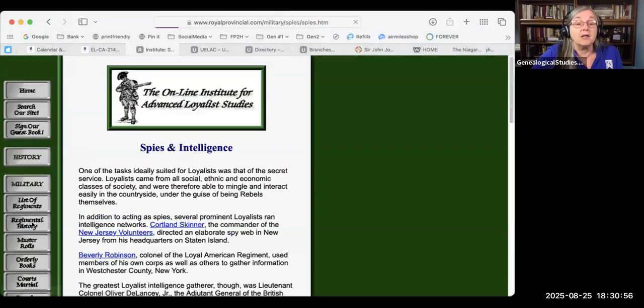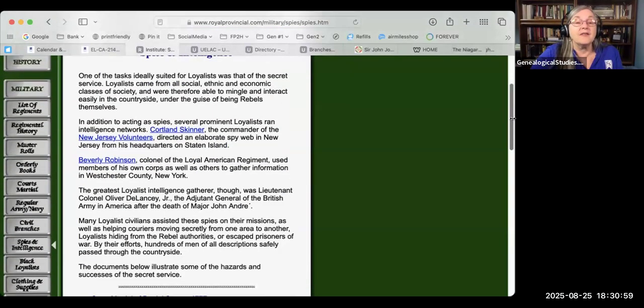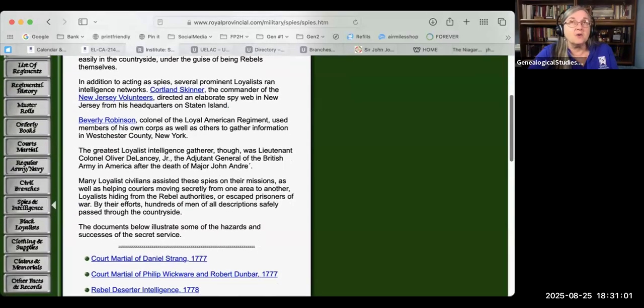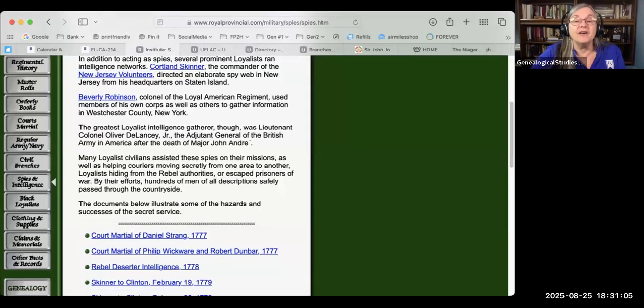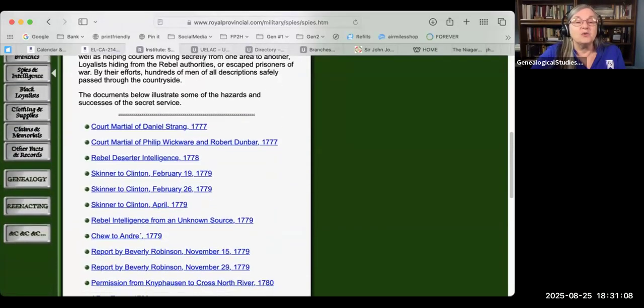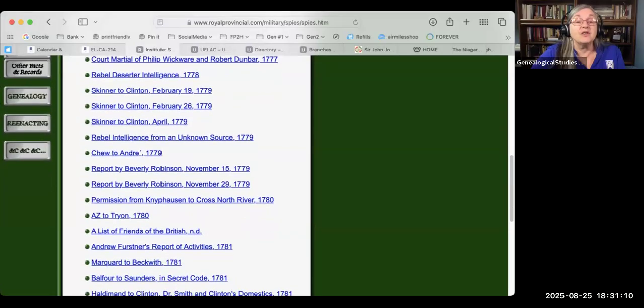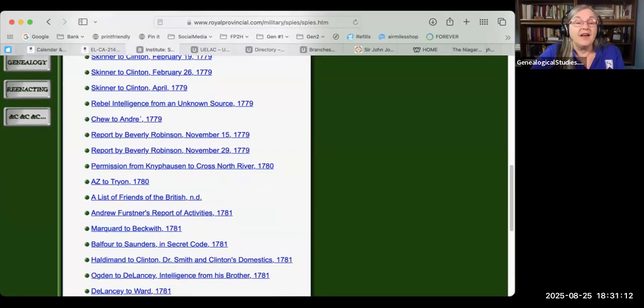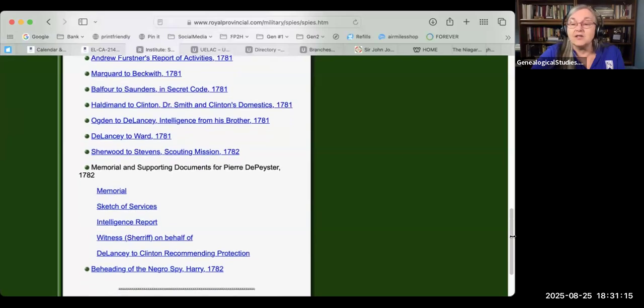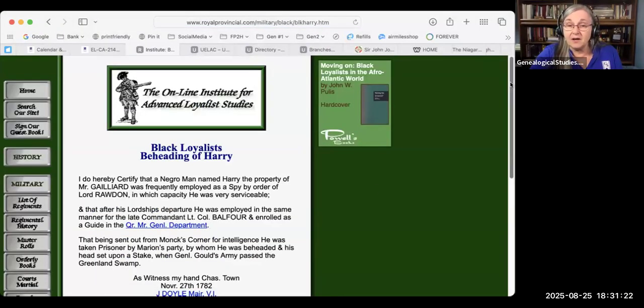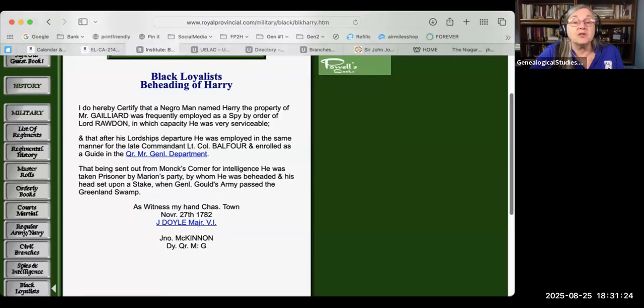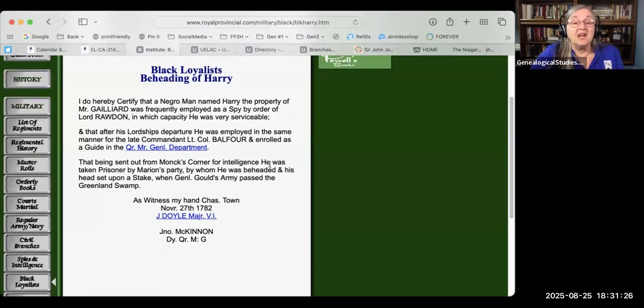Here's one on spies. And I was looking at this one. Spies don't necessarily show up in the regiment list, but they definitely were very important. And as I look down, there's quite a few here. And sadly, I went to the very bottom. It's the beheading of a Negro spy, Harry. I thought, oh dear, what happened to Harry? And yeah, he was captured, and he was beheaded and his head set on a stake.